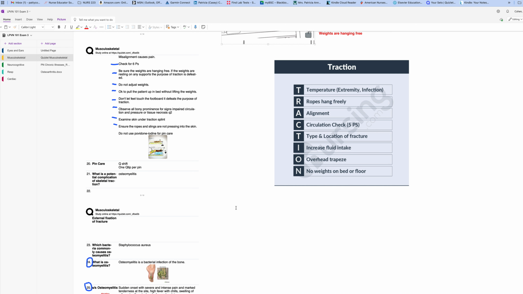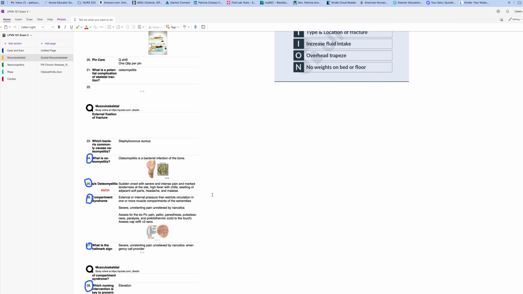The main complication of skeletal traction is osteomyelitis, but it can also happen on anybody with orthopedic problems. If they had orthopedic surgery, they could get osteomyelitis. So they'll get a sudden high temperature, and this is really hard to treat. So you want to try to prevent it with good hand washing. Do everything you're supposed to do, okay?